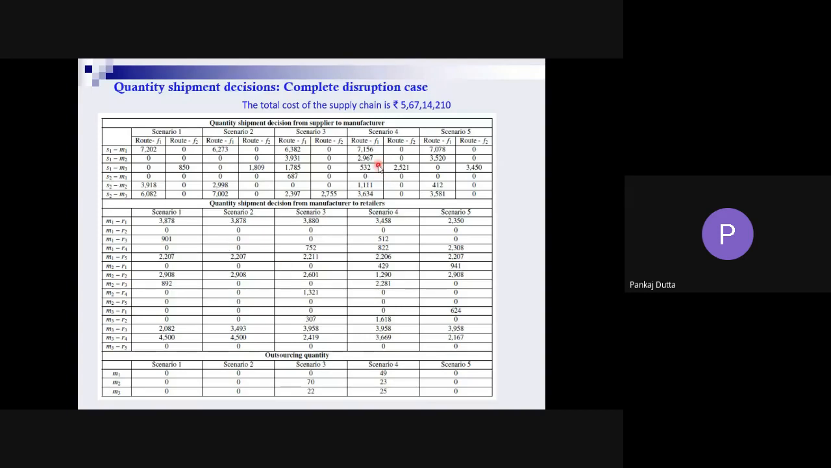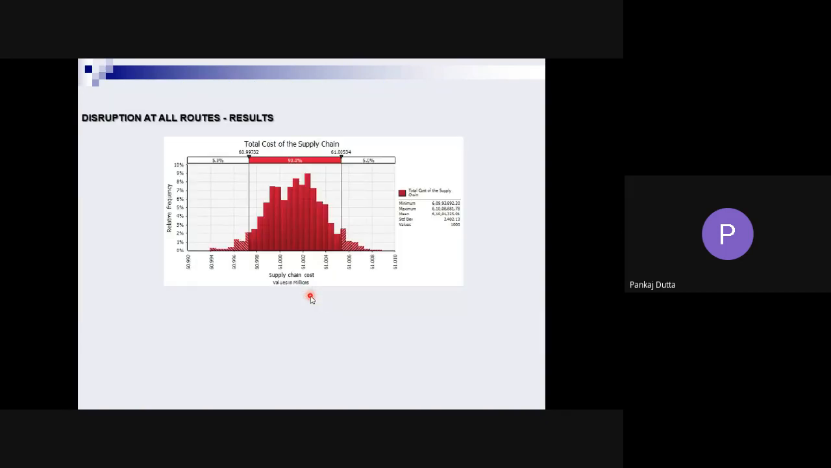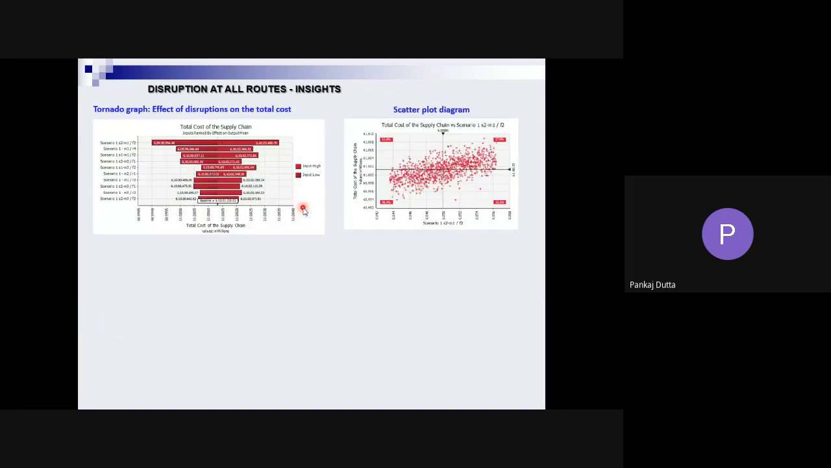Based on this data, we found the quantity that you want to send on each route, and also the total supply chain cost. Here you can see the mean demand and the standard deviation, the variation, everything has been mentioned. And here you can see this slide I want to share with you.